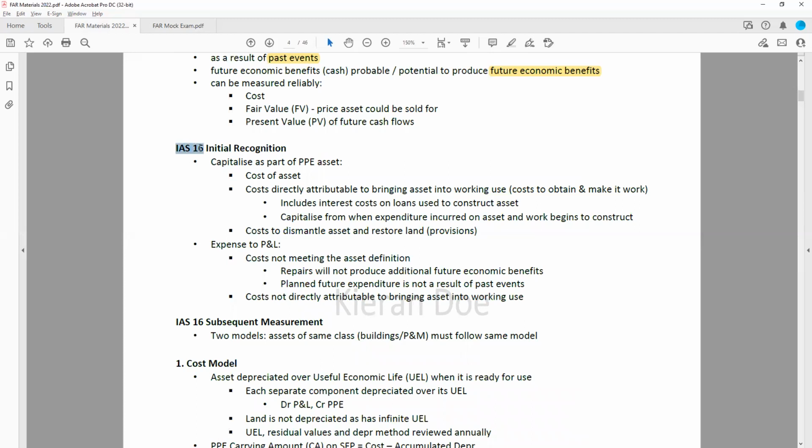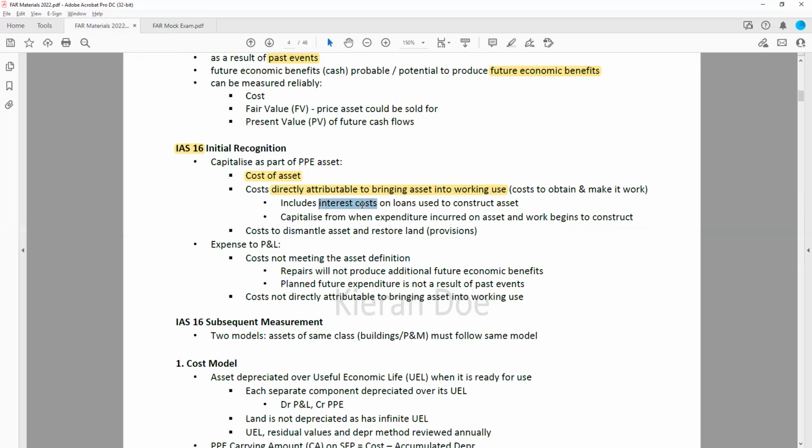So under IAS 16, you can capitalize as part of PPE the cost of the asset itself, but also any costs which are directly attributable to bringing it into working use. This is very important, directly attributable to bringing it into working use. So what this really means is costs to obtain the asset and to make it work. The costs you had to incur in order to construct that asset, to get that asset in, to get it working so that it can be used.